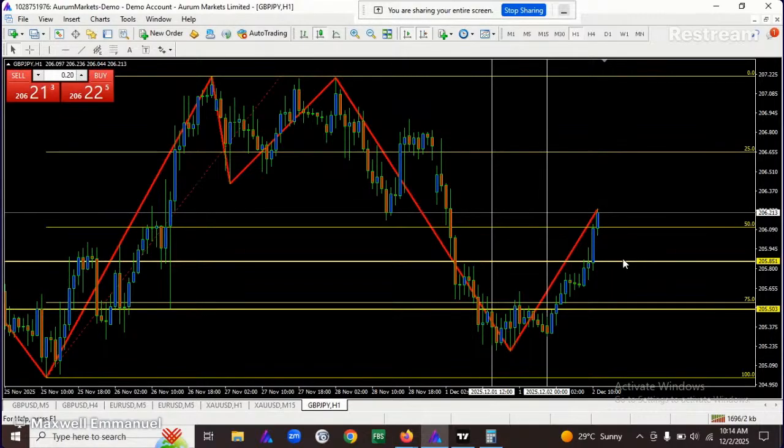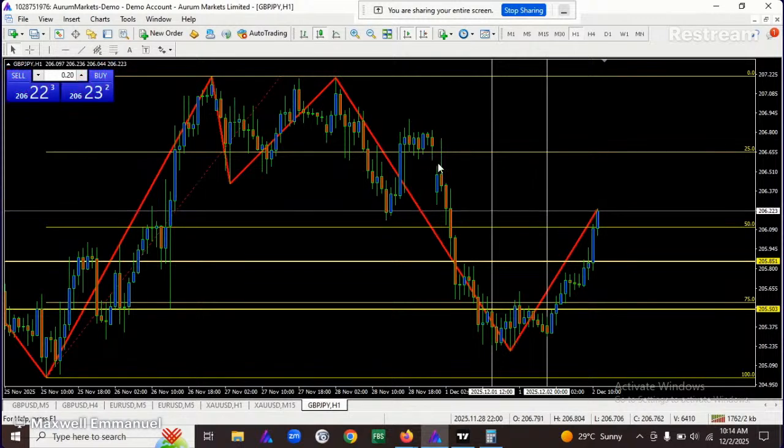So right now I'm buying GJ and my target is the premium. I want to see price pull back to this area. This is where I'm going to take profit on GJ.